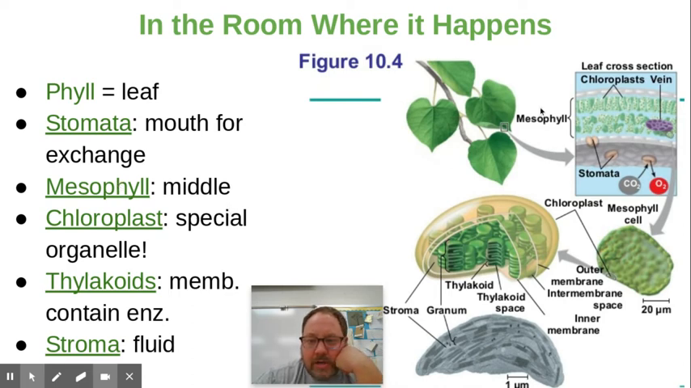Let's see. Now, looking at a cross-section of a leaf. So here we see the leaf. This is zooming in and looking at it from the side. The middle layer of the leaf is called the mesophyll. Meso means middle or center.